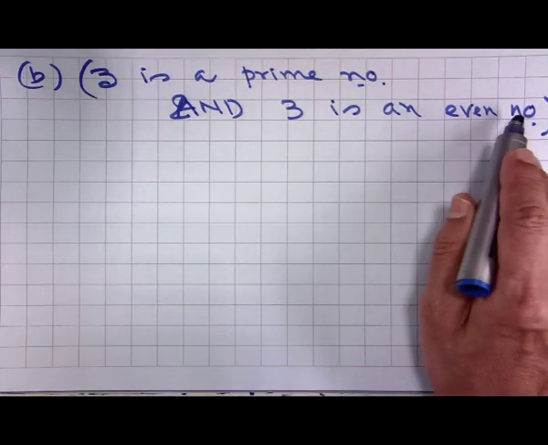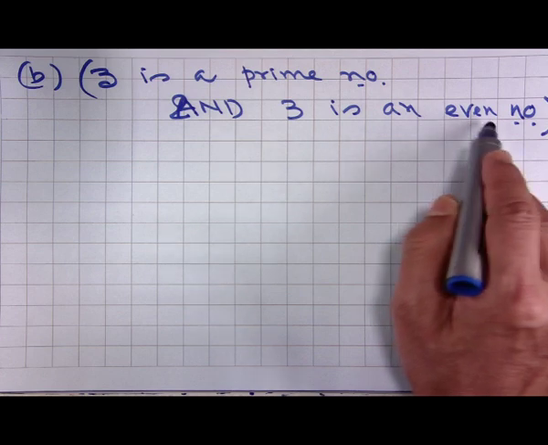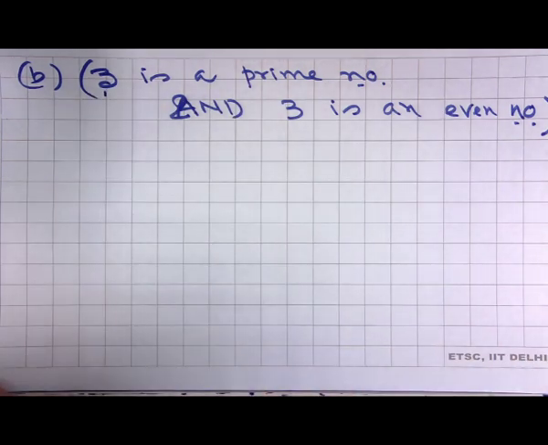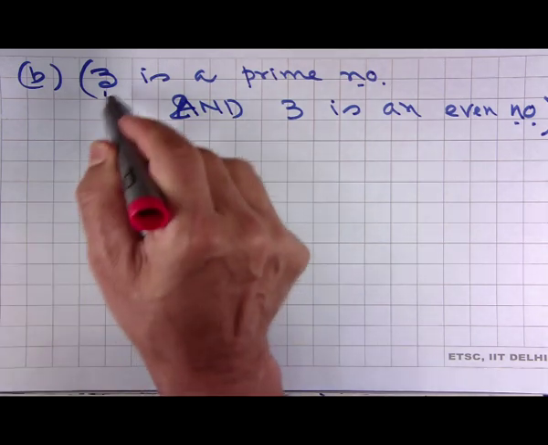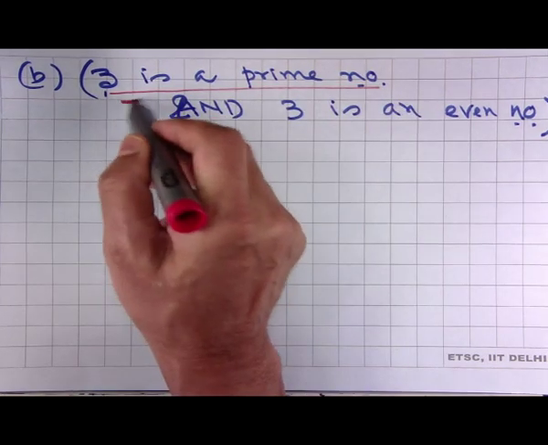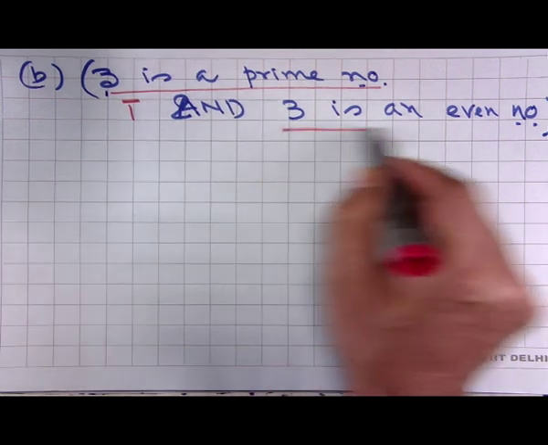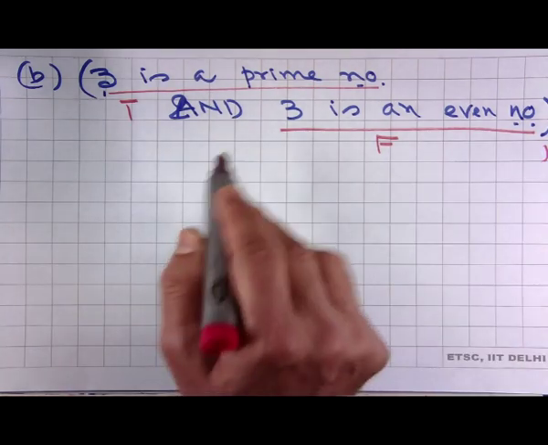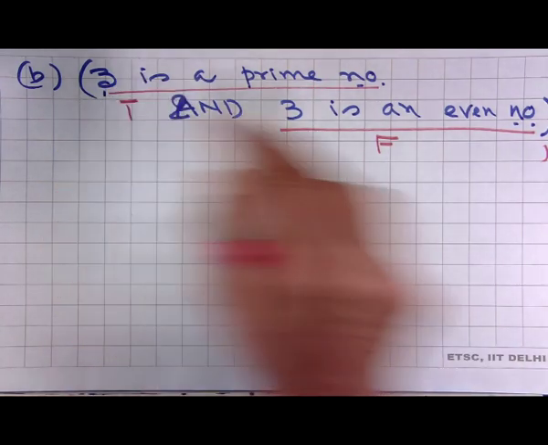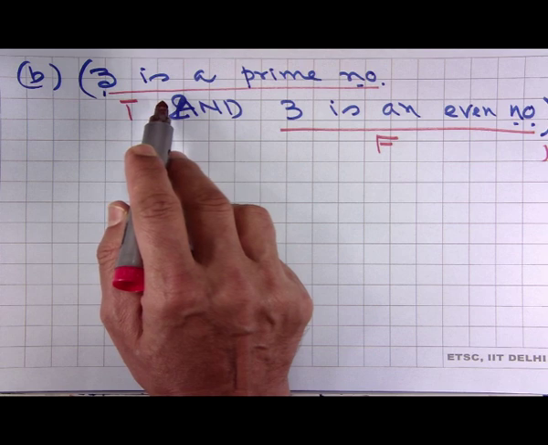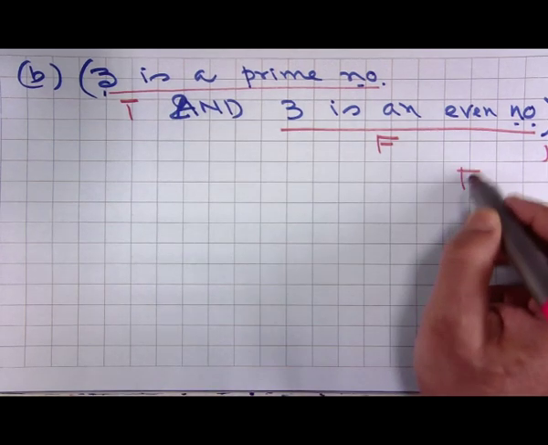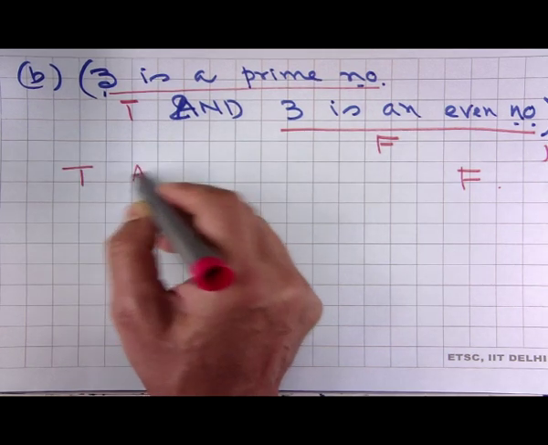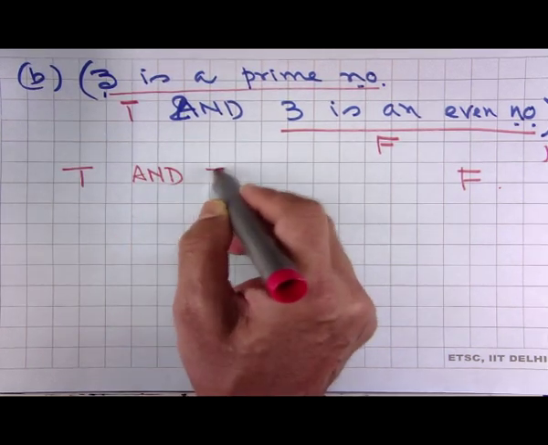This is false, right, because 3 is not an even number. So, I know that 3 is a prime number is true, but 3 is an even number is false, and we can see that if I want to judge the truth value of the entire compound statement, that is false. Therefore, we get a case that T and F is F.